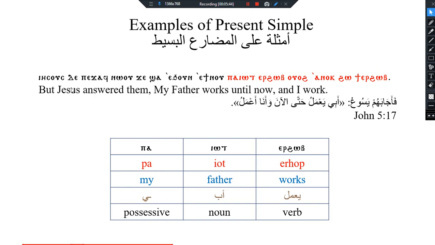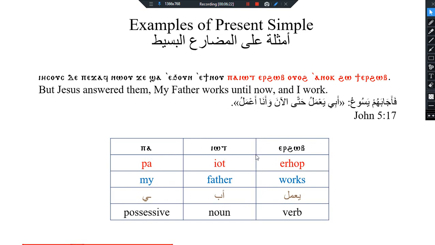Isous, it means Jesus. De means but or then. Jo is a verb, to say. In past tense, added to it af, it means he said. It's a regular verb. Nou means to them. Je, that. Sha enon etenou, it means until now. Pa-iot, my father. Erhop, works. Ou means and. Anok, I. Hoti, also. Ti, I. Erhop means work.